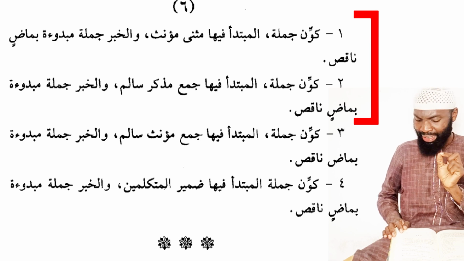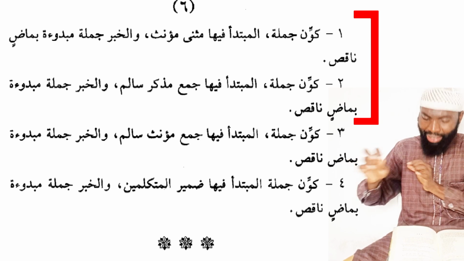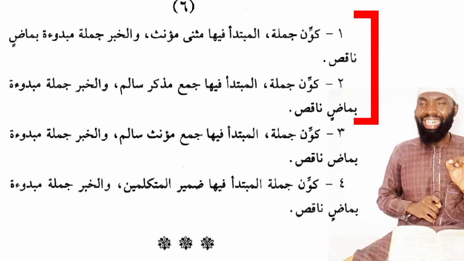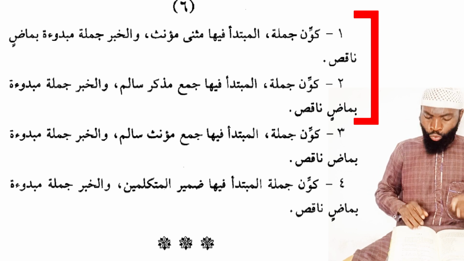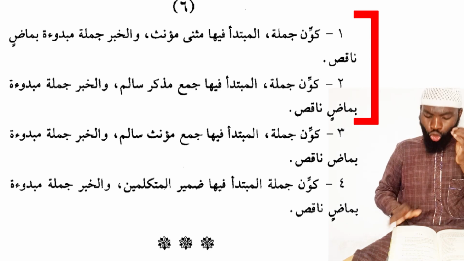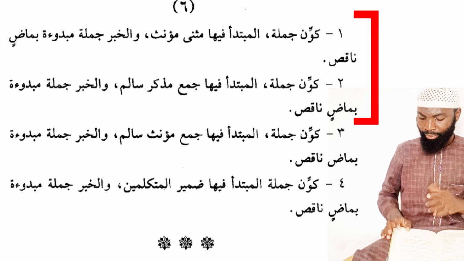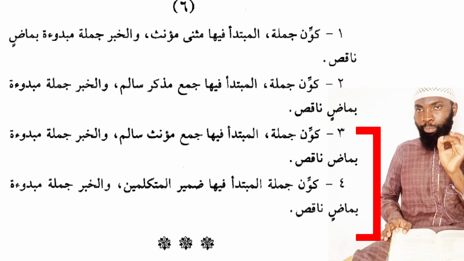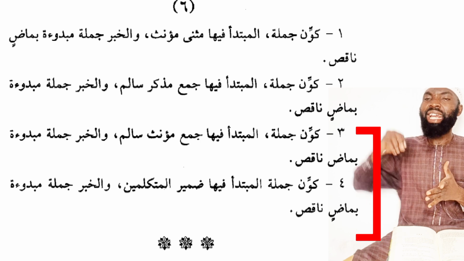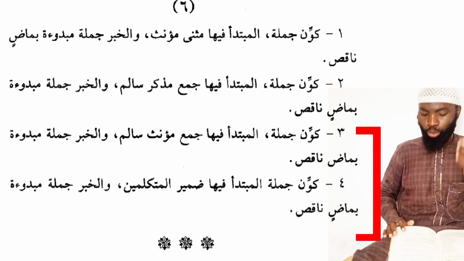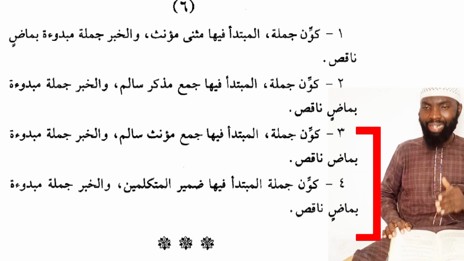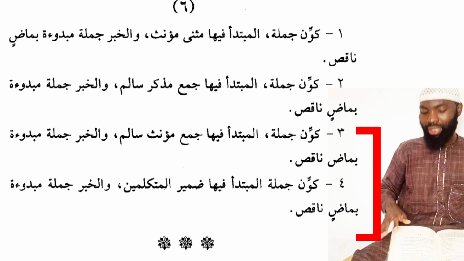Number 2, form a sentence where the mubtada is a sound masculine plural, and the predicate is a sentence beginning with a past tense verb ending with a weak letter. Number 3, form a sentence where the mubtada is a sound feminine plural, and the predicate is a sentence beginning with a verb which ends with a weak letter.